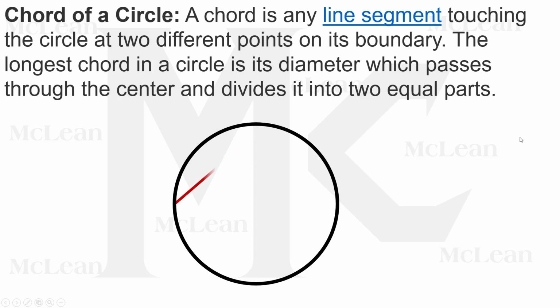Alright? So this line here is touching this part of the boundary, going to the other part of the boundary there. But this one doesn't pass through the center, does it? No, it doesn't. That's why it's called a chord. But even if it passes through the center of the circle, it's also a chord. It's the longest chord. Alright? Don't get confused.